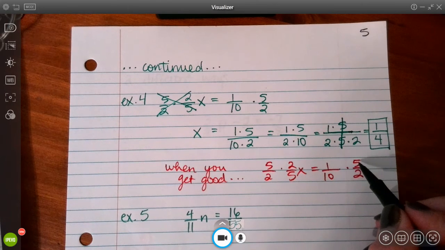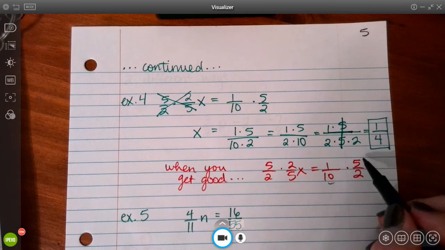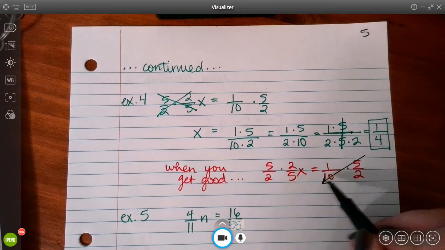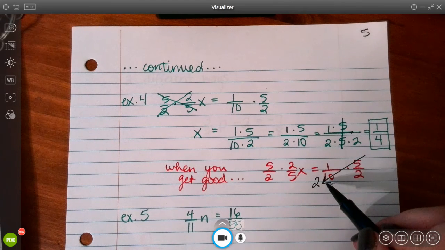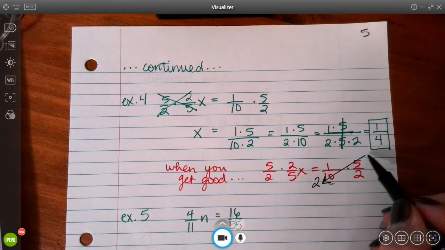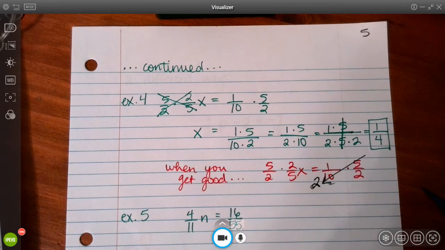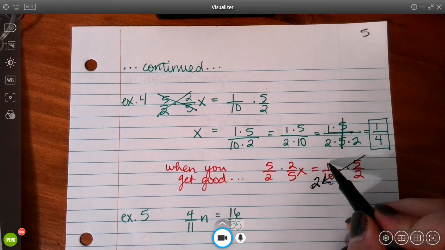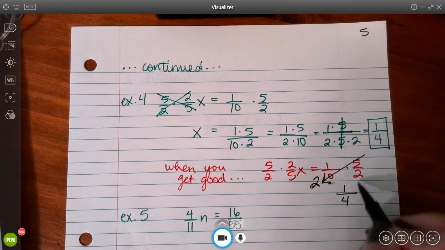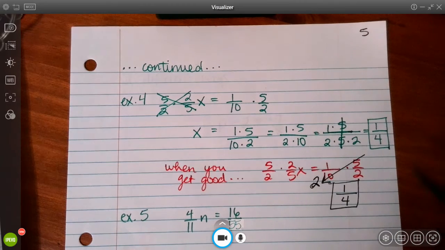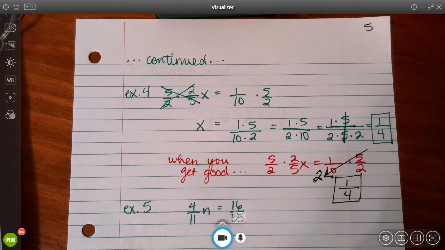But where do I put the 2? Do I put it up top or do I put it down below? You're always going to put it where the bigger number is, down below. So I know the 5 and the 10 are going to cancel, are going to factor, and I'm going to be left with a 2 down here. So I know I have a 1 in the numerator and a 2 times a 2, which is 4. Again, when you get good and it's faster, you'll see this a whole lot more.